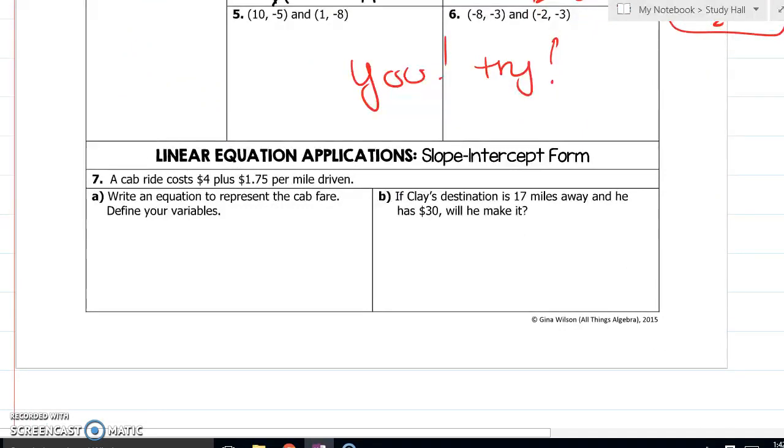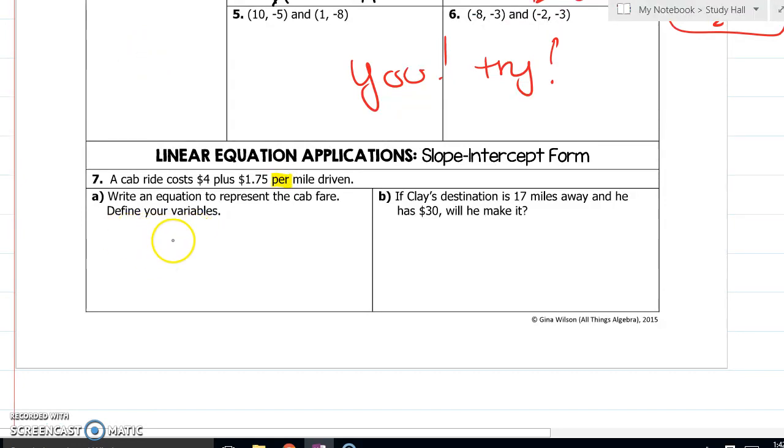Write an equation to represent the cab fare. Define your variables. A cab ride costs $4 plus $1.75 per mile driven. So we're thinking about two things being added, and your job is to think about which one of these is going to have a variable. For the most part, anytime it's per mile, per year, per dollar, that's when you're multiplying by a variable.